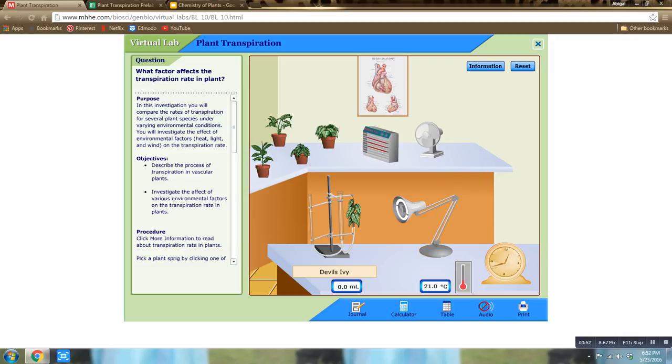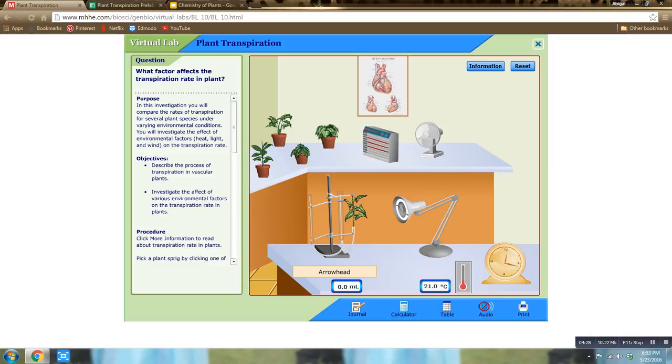Then our last one, which is the arrowhead, and we'll see what its normal transpiration rate is: 3.6. Then we'll add the heater, and it increases to 6.6. The fan causes it to increase even more to 7.5. And then the light, which causes it to increase to 4.